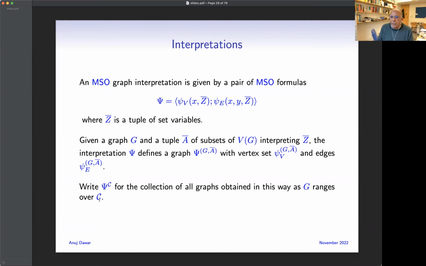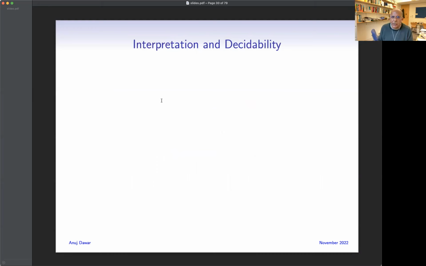And if we have a class of graphs, and we let G range over all elements of this, and the tuple range over all tuples of subsets, we get a collection of graphs, which is basically the interpretation of C, right? It's the image under the function this defines. Okay. Why are we interested in interpretations? Because I'm going to look at reductions between the satisfiability problem between different graphs, and this notion of going from one graph to another allows us to talk about reductions.